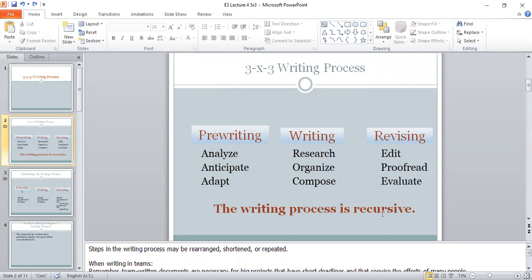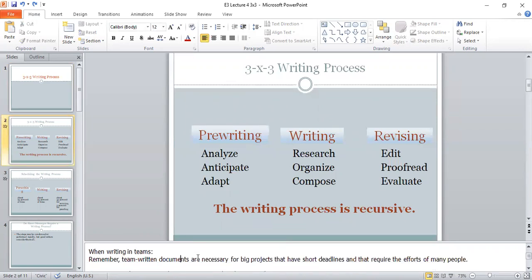This writing process is recursive rather than linear. A step in the writing process may be rearranged, shortened, or repeated. When writing in teams, remember, team written documents are necessary for big projects that have short deadlines and that require the effort of many people. When working in an organization, it requires a lot of effort. The efforts are divided, then individually done, and then collectively done, and the process keeps going on until the writing is refined completely, until there is a proper draft.